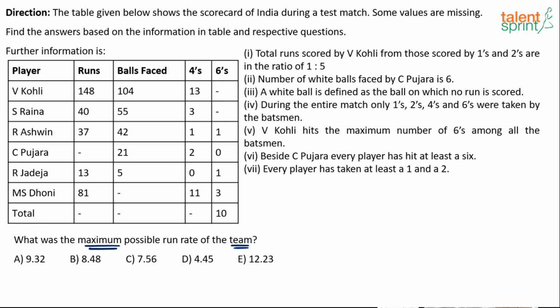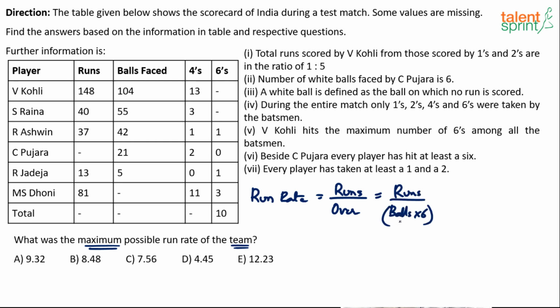Now, for us to get maximum possible run rate, what is run rate? Run rate is equal to number of runs by number of overs, which is nothing but number of runs by number of balls by 6, because each over is 6 balls. So if there are 12 balls, which means 2 overs. If there are 30 balls, 30 by 6, 5 overs. So basically the run rate is equal to number of runs by balls by 6, or 6 into number of runs by balls.